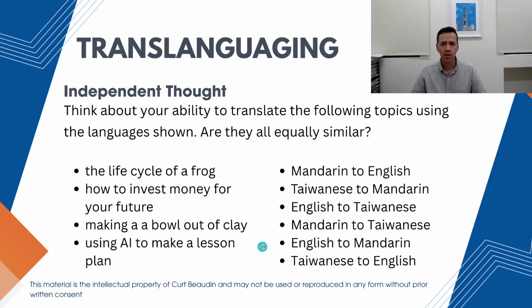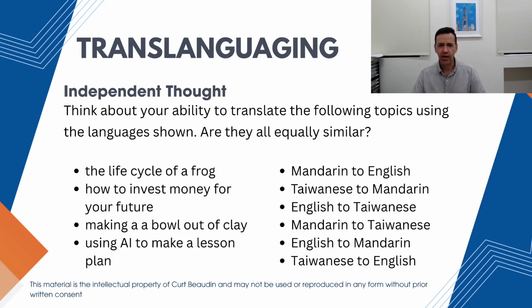Okay, so here is what I want you to think about. And you can probably pause the video and just look at this screen for a while and think about this. So I've got some topics on the screen: the life cycle of a frog, how to invest money for your future, making a bowl out of clay, and using AI to make a lesson plan. Okay, so four totally different topics.